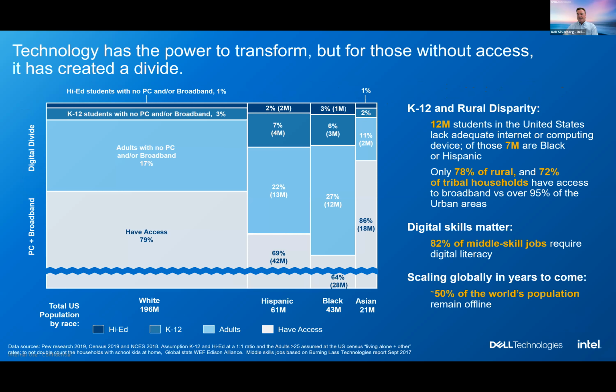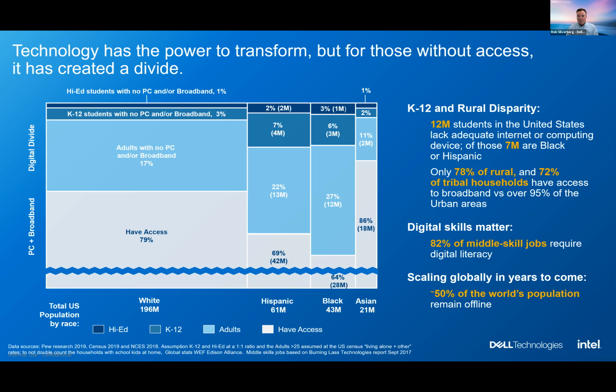And understanding the digital divide is an important place to start. Understanding the problems that we have across our country, how many people we have that do not have access, and that this program, this Emergency Connectivity Fund, can help to address. So if you look at the graphic here, you have a disparity among both. So 12 million students in the United States lack adequate internet or computing devices. Of those, 7 million are Black or Hispanic. So clearly we need to solve that problem nationally.